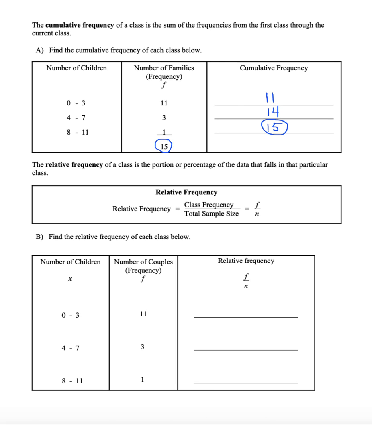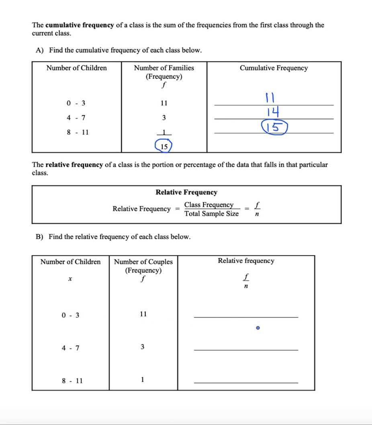The relative frequency of a class is going to be the portion or percentage of data that falls in that particular class. And we'll do a division to find it. So relative frequency involves dividing the class frequency by the total sample size.